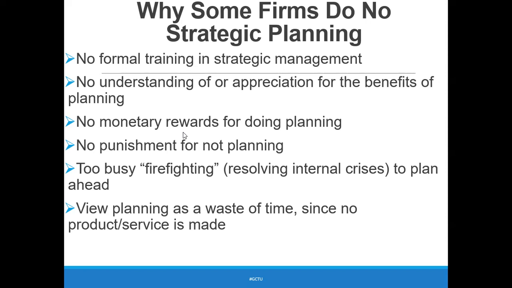Some also perceive it as a waste of time since no product or service is made, because all the things that will be considered during the planning phase are ideas. If A occurs, then which scenario will be more appropriate for it? If A fails to occur and we are dealing with a scenario C, how can you address it? These are more or less like ideas. And individuals that are more pragmatic, who want to see a particular product or service immediately, may not fancy such a venture.